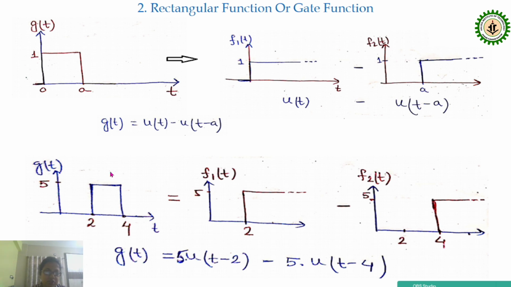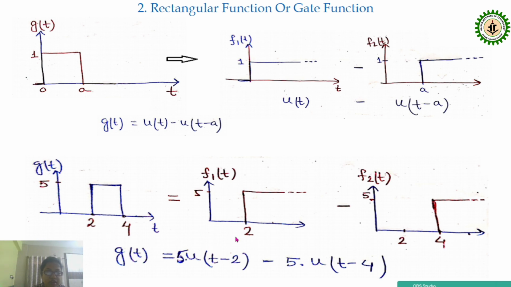Now consider another example. If the gate function starts at t equals 2 and ends at t equals 4, then what will happen? Earlier the gate function started at t equals 0 and ended at t equals a. Now the magnitude is also different, say 5. So how can we represent this?